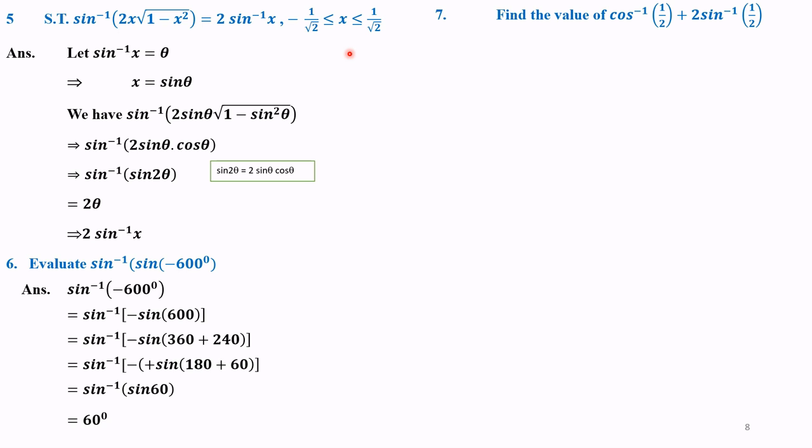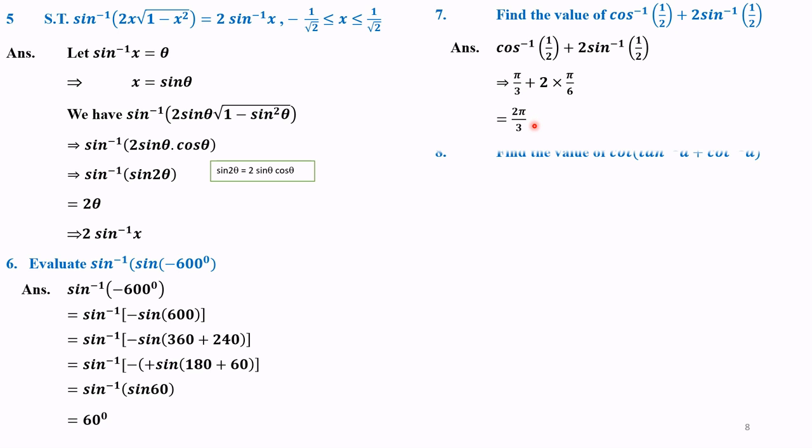Problem number 7. Find the value of cos inverse of half plus 2 sine inverse of half. Cos inverse of 1 by 2 plus 2 sine inverse of 1 by 2 is given, and we know cos inverse of half is pi by 3. Therefore, cos inverse of half is pi by 3, plus 2 into sine inverse of half, which is pi by 6. That is, the 2 gets cancelled, pi by 3 plus pi by 3, that is 2 pi by 3 is the answer.